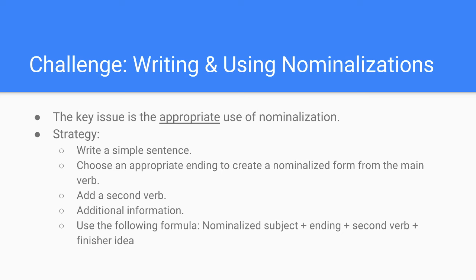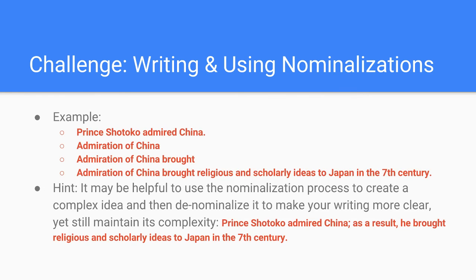Start by writing a simple sentence, just a basic subject and verb, and then choose an appropriate ending to turn that verb into a noun. Once you have that noun, that becomes the subject of your nominalized sentence. And then you add a second verb and some additional information, right? So here's what that might look like.